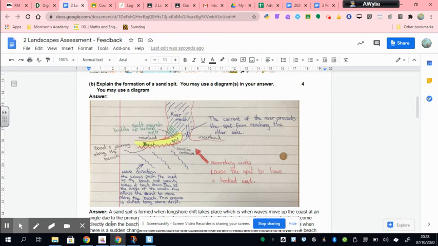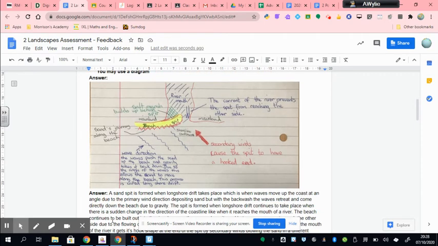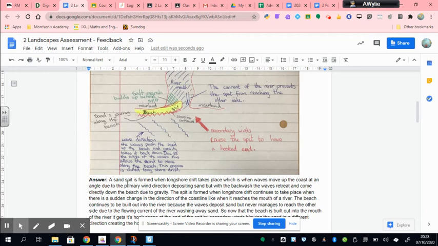Now, everything that's in the written answer here is the same as is in the diagram, but let's just have a look at the written answer so I can show you where the marks are awarded. So a sand spit is formed when longshore drift, so a mark there because you've identified a process, takes place when waves move up the coast at an angle due to the primary wind direction depositing sand. So there's another mark. But with the backwash, the wave retreats and comes directly down the beach due to gravity. Well, that is a really amazing extended piece of explanation on longshore drift. So I'm going to give a 3rd mark there.